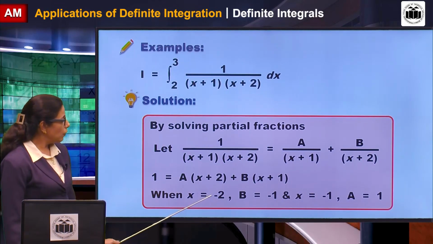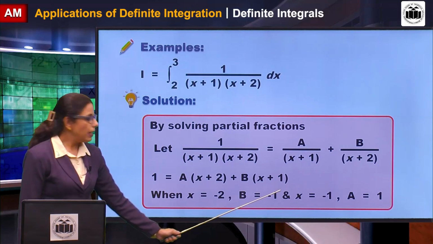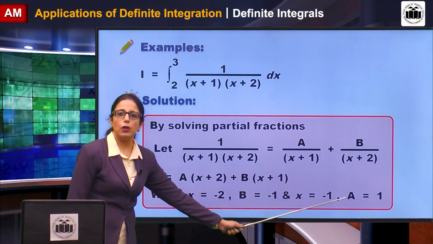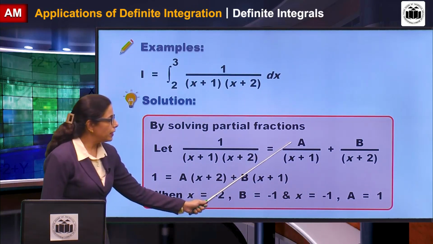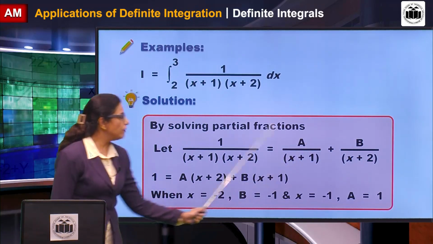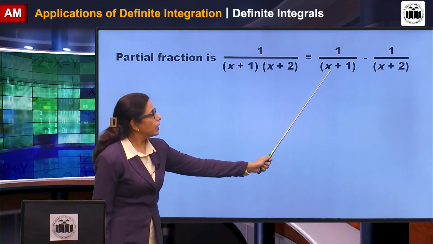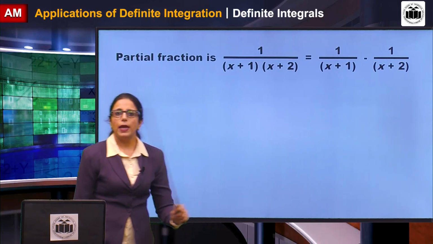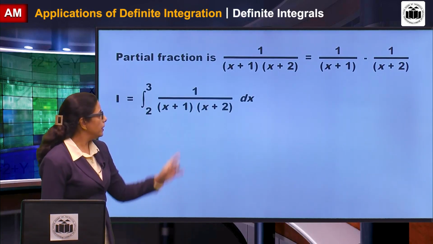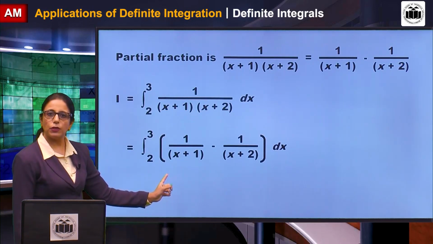Then when you take the value of x is equal to minus 2 here, we get the value of b is equal to minus 1, and when you take the value of x is equal to minus 1, you get the value of a as equal to 1. Hence, the value of a is 1 here and the value of b is minus 1. So, we substitute those values here and we get the partial fractions, which is like this: 1 upon x plus 1 minus 1 upon x plus 2. Now, we integrate. So, this is going to be integrated in this form, writing down whatever we got after doing the partial fractions.